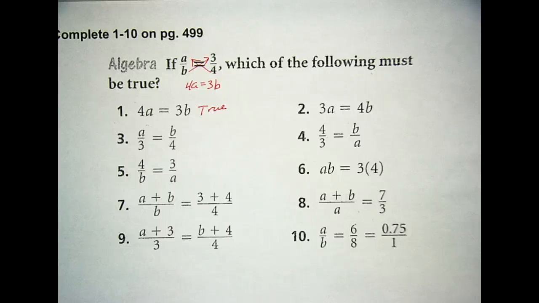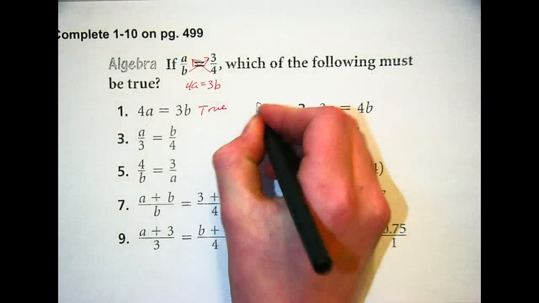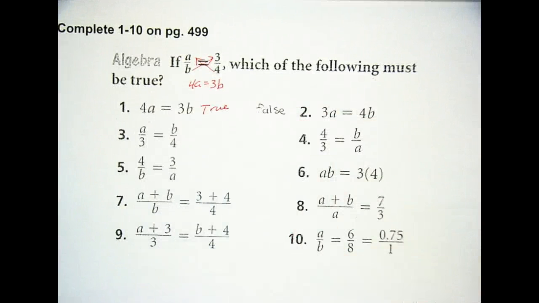Okay. Because that one is true. We got false because 3A to 4B is not the same ratio as 4A to 3B. Okay. 4A to 3B is the true ratio, so you can't switch the numbers around like that. Good. Okay. 4A to 3B. Good. All right. Very good. Number three.